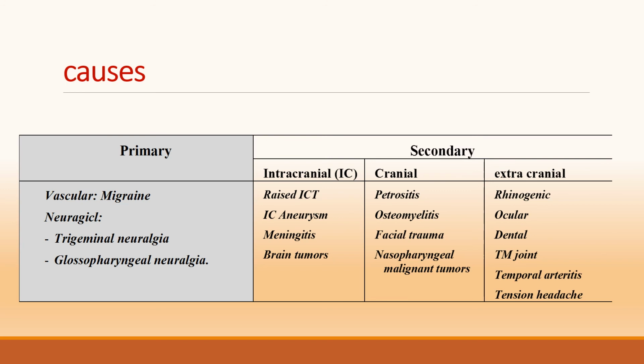Primary: vascular, like migraine, neurological or neuralgia, like trigeminal neuralgia and glossopharyngeal neuralgia. Secondary: intracranial, like raised intracranial tension, intracranial aneurysm, meningitis, brain tumors. Cranial, like petrositis, osteomyelitis, facial trauma, nasopharyngeal malignant tumors, or extracranial, like rhinogenic, ocular, dental, temporomandibular joint, temporal arthritis, and tension headache. As you see, there are lots of causes for headache.